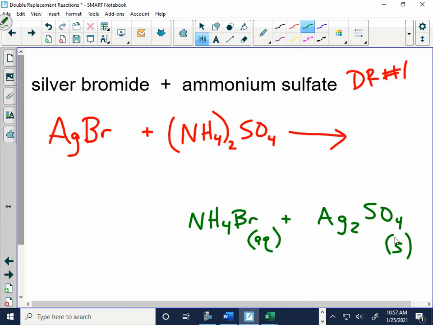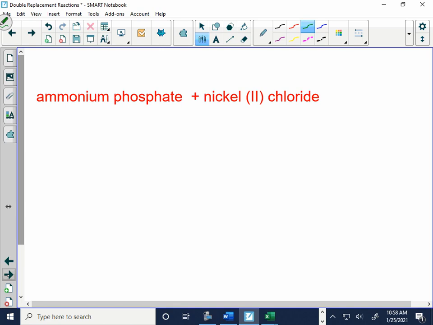Now, the only thing I need to go back and do is balance. I can see that I need two ammoniums. That means that I need two bromines and I need two silvers. Now I have a balanced chemical equation. Questions? Now, here is the last one that we're going to do. I want you to do this, then I am going to do this. So you do it, and then we will work it on the board.